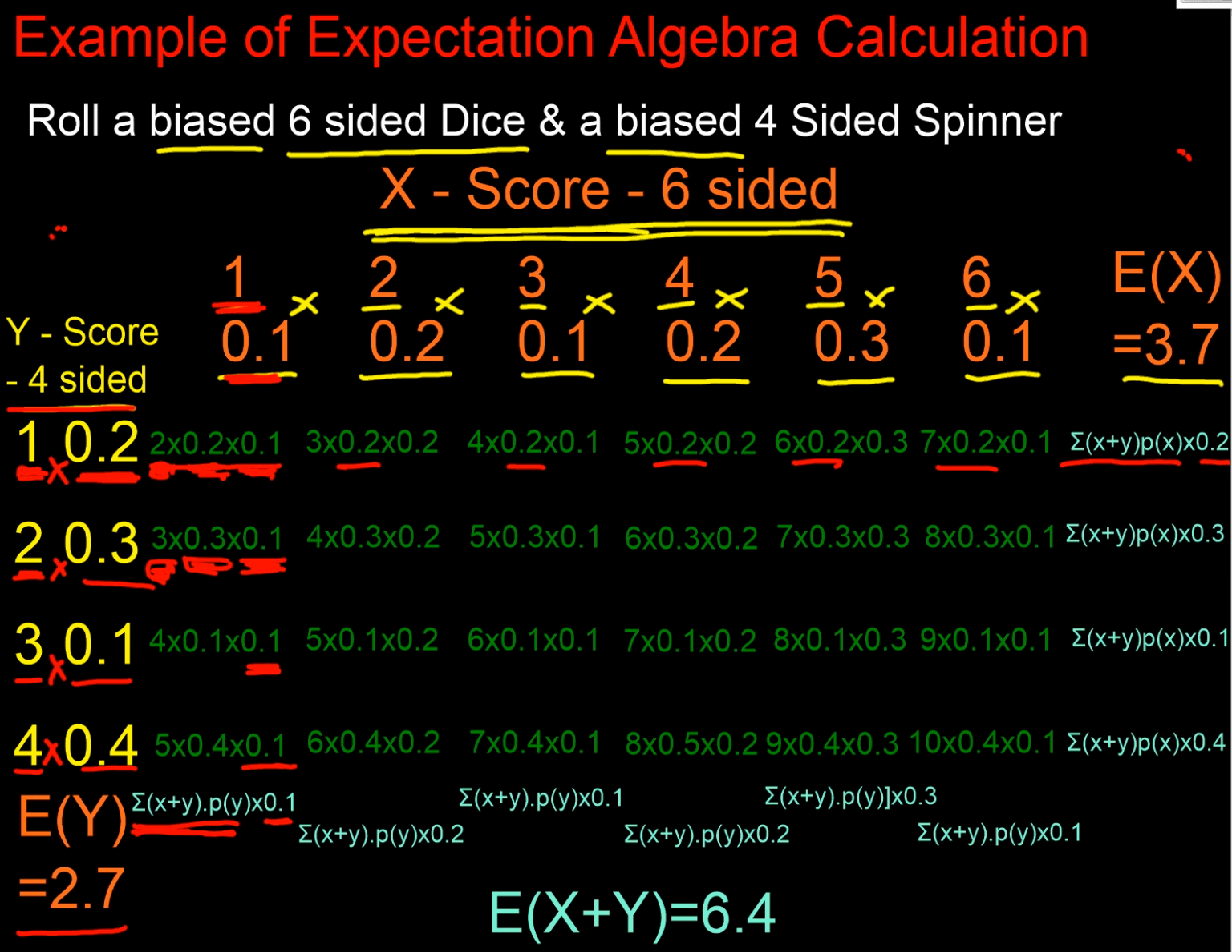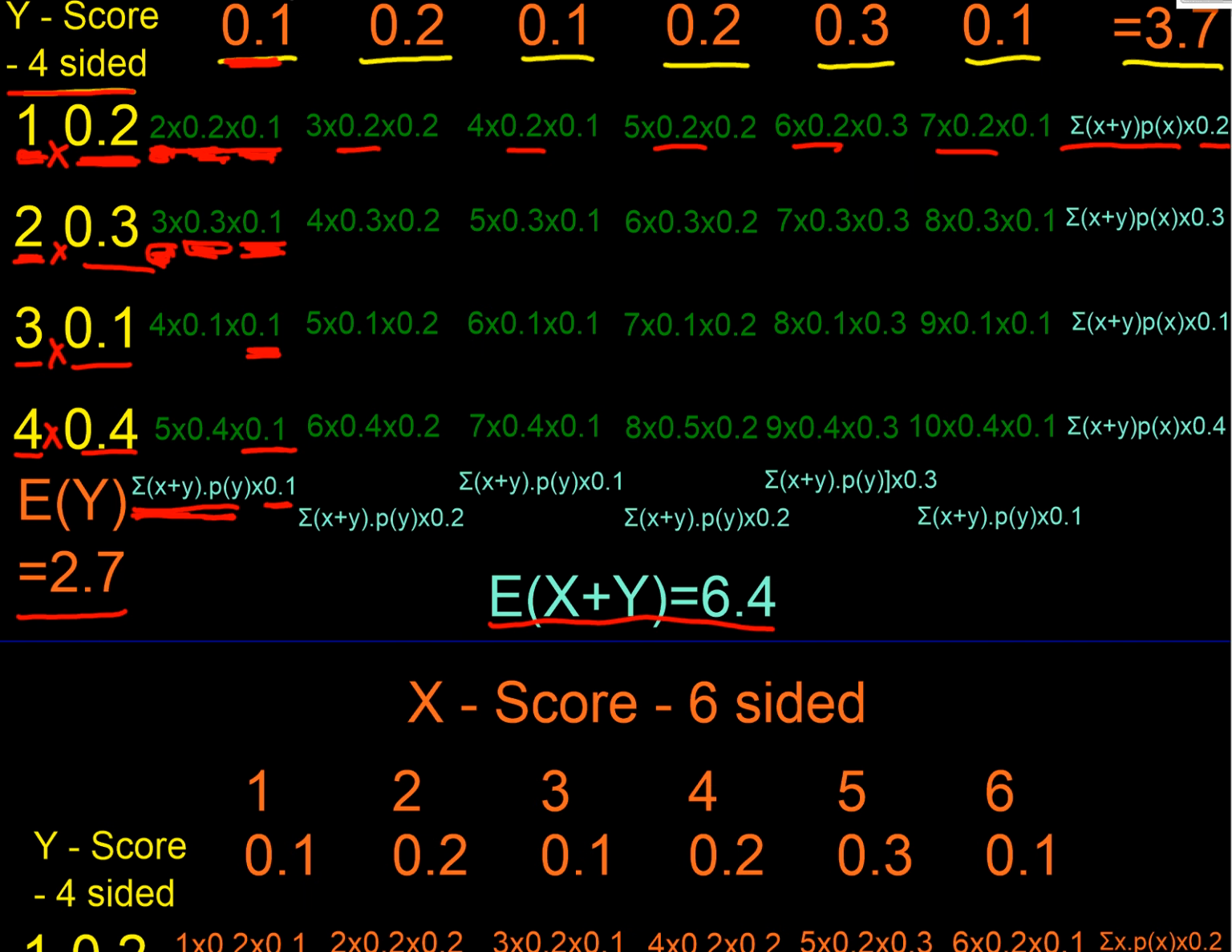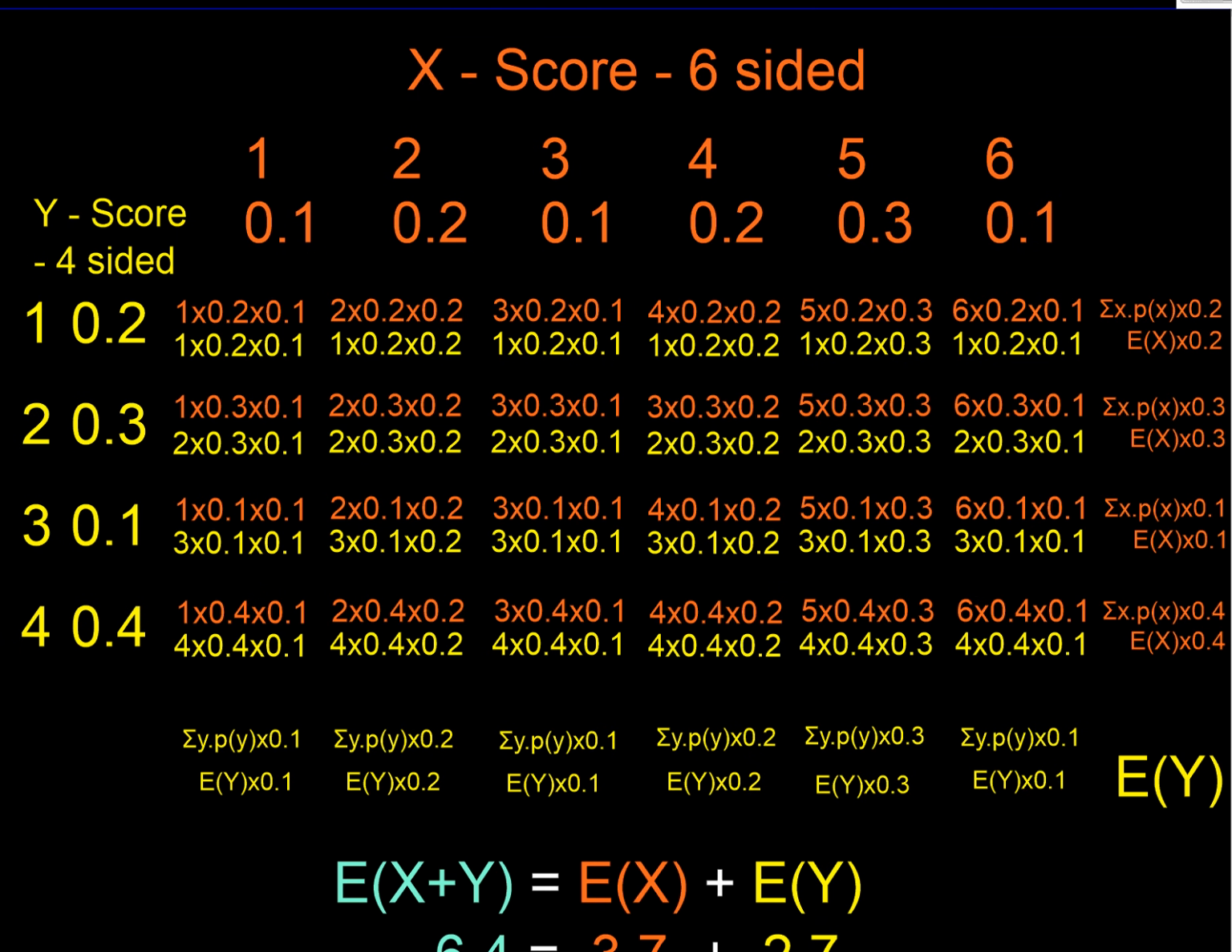And if we went through and did all of those calculations for each of those 24 and then added them up, we'd get a value of 6.4, which we would expect to be the sum of the expected value of x and the expected value of y from what we did in the last video. But let's have a little bit more of a look at why that happens.